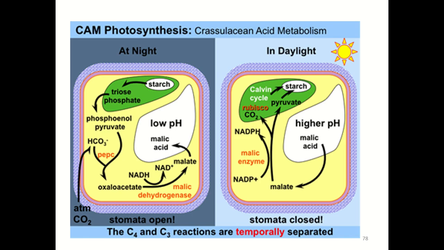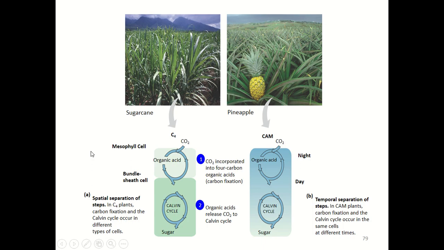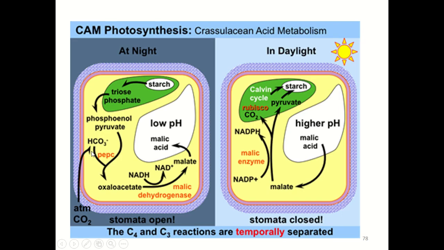So as you can see here, during the night, the stomata will open, and then they can take up the carbon dioxide, and the carbon dioxide will incorporate with the PEP producing oxaloacetate, and then oxaloacetate is reduced to form malate, in which the malate will be stored in the cell vacuole as malic acid.